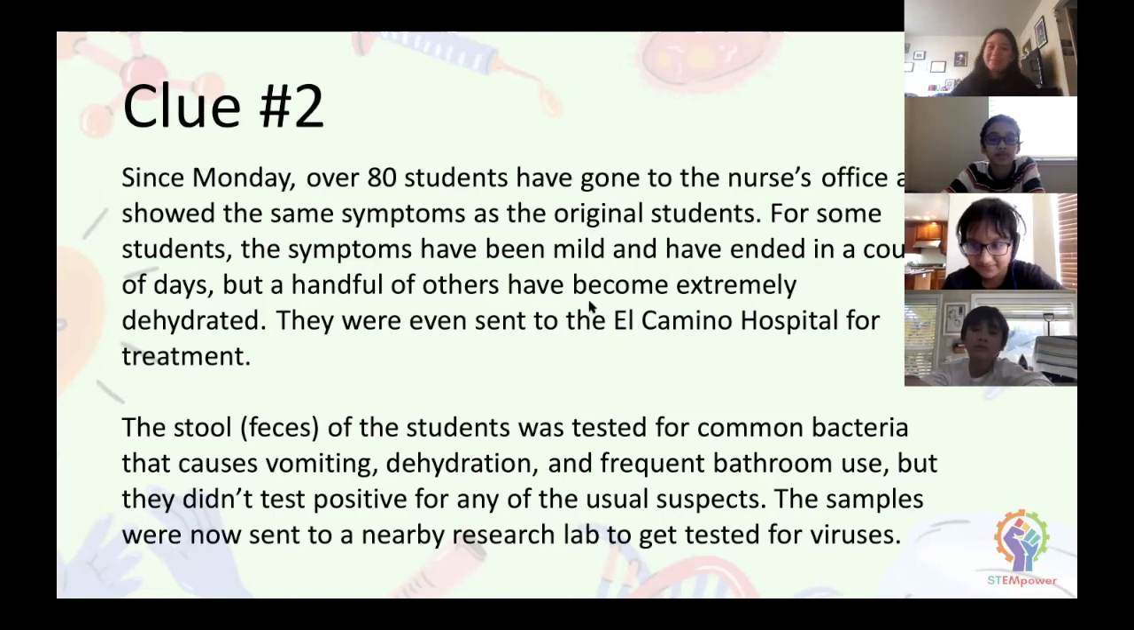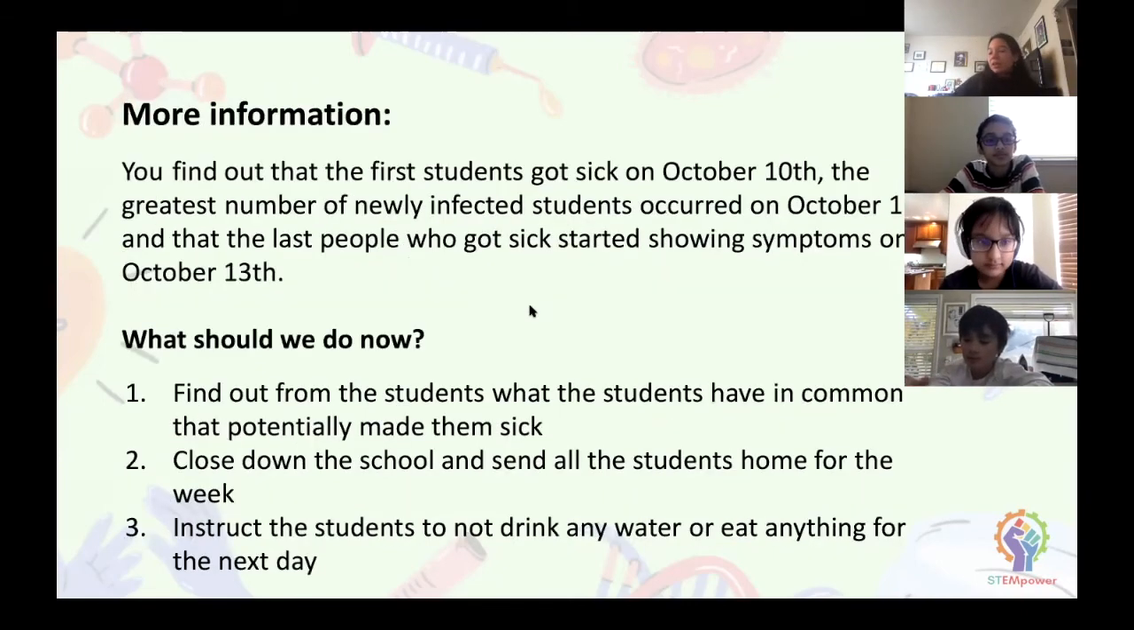Okay, sorry about that. So let's move on to here. You find out that the first students got sick on October 10th. The greatest number of newly infected students occurred on October 11th, and the last people who got sick started showing symptoms on October 13th.